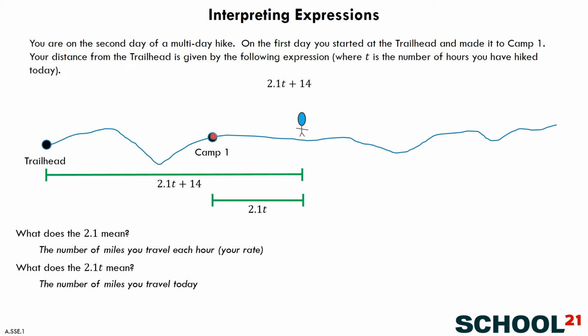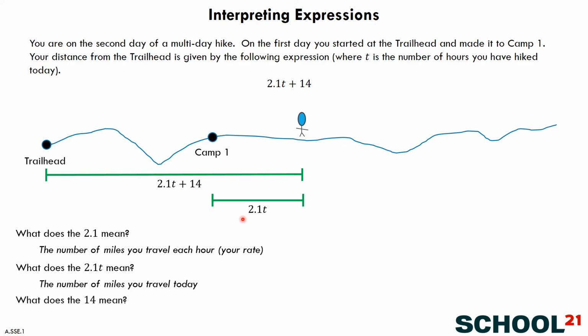So that you are at camp one at the beginning of today, right? Right. And you've been traveling some miles. So the total miles you've traveled today is 2.1 times t. So if you went 1 hour today, you would have gone 2.1 miles. If you go 2 hours, you go 4.2 miles, right? Mm-hmm. 3 hours, it would be 6.3, right? Right. So you can get the distance that you've traveled here just by taking the number of hours times your rate of 2.1. Okay, so it's starting to all come together, right?